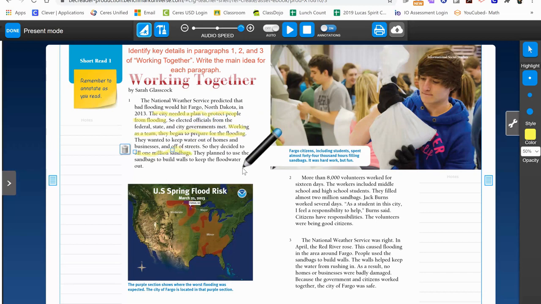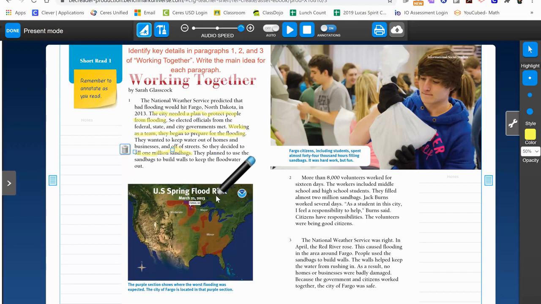And lastly, it says they plan to use the sandbags to build walls to keep the flood water out. I'm going to stop right there. I don't want to over highlight, but let me go back and read what I highlighted.